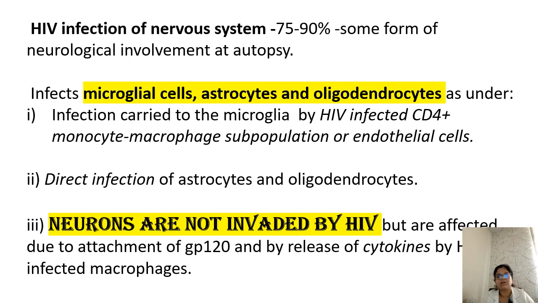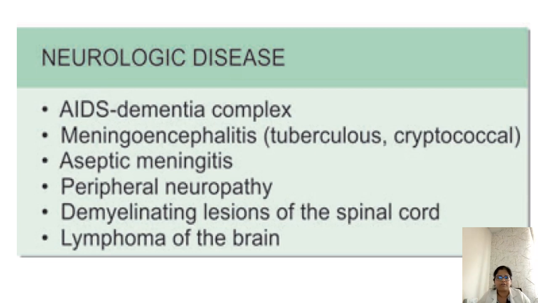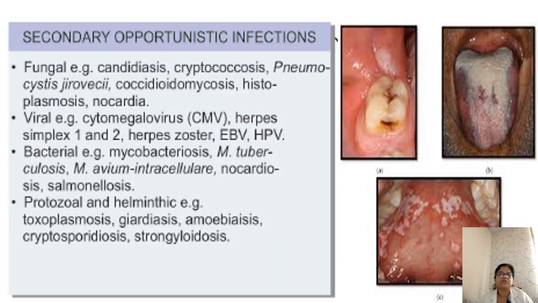This is a very classical thing which has to be remembered, but neurons are affected due to attachment of GP120 and by the release of cytokines by the HIV-infected macrophages. What are the different neurological manifestations the patient can present with? AIDS dementia complex, meningoencephalitis, be it tuberculosis or cryptococcal, aseptic meningitis, peripheral neuropathy, demyelinating lesions of the spinal cord, and lymphoma of the brain.